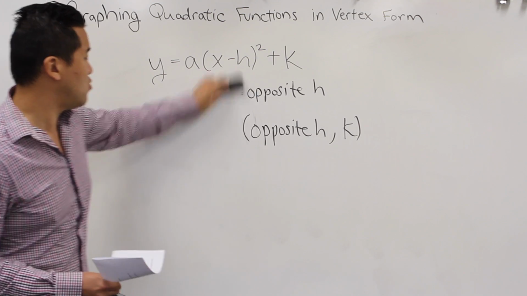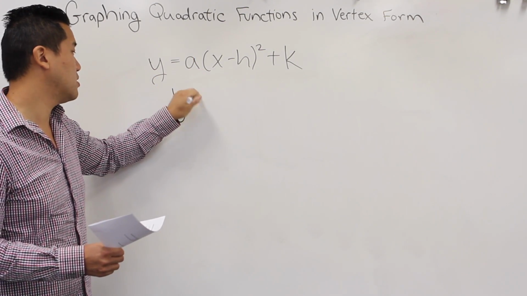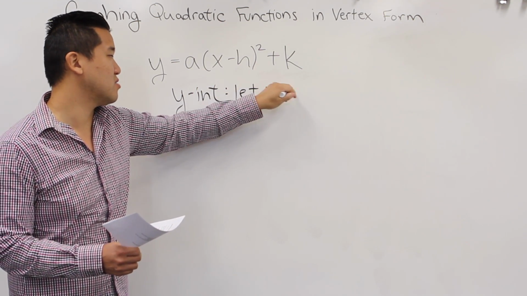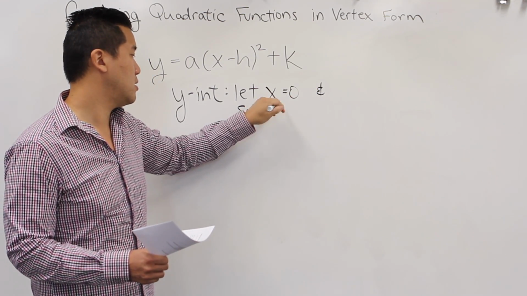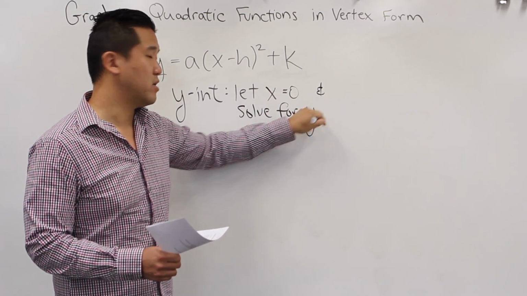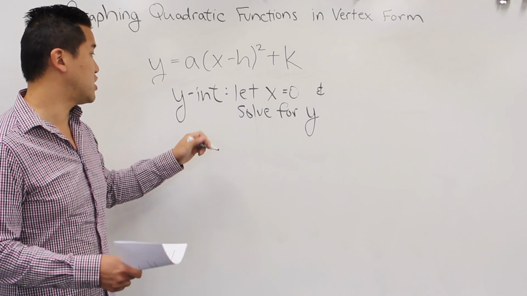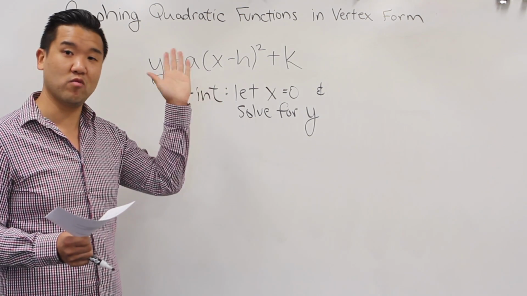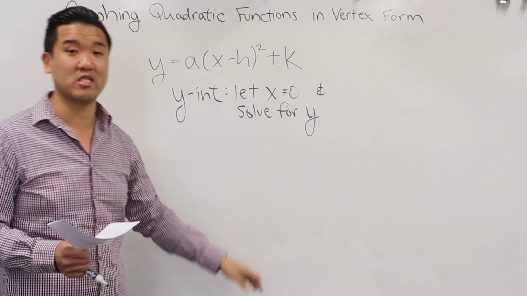The next point we need is the y-intercept. To find the y-intercept, we're always going to let x equal 0 and solve for y. x is always 0. Okay, so that's pretty much it. Once we let x equal 0, we solve for y and we find the y-intercept. And our last point, we're going to reflect that point on the line of symmetry.